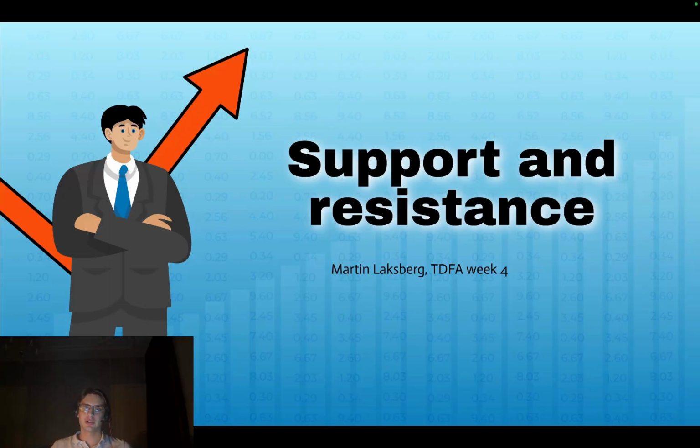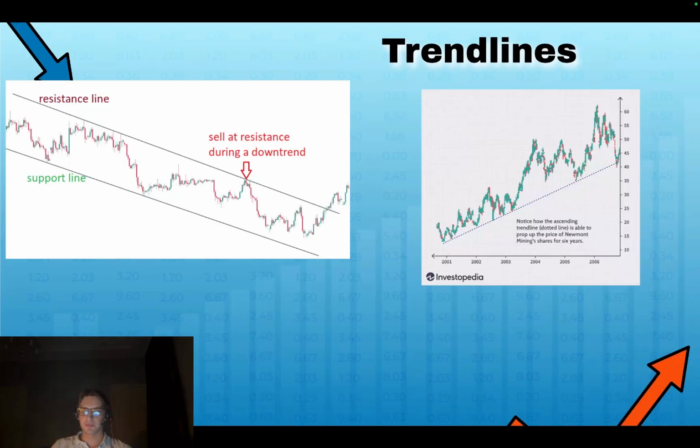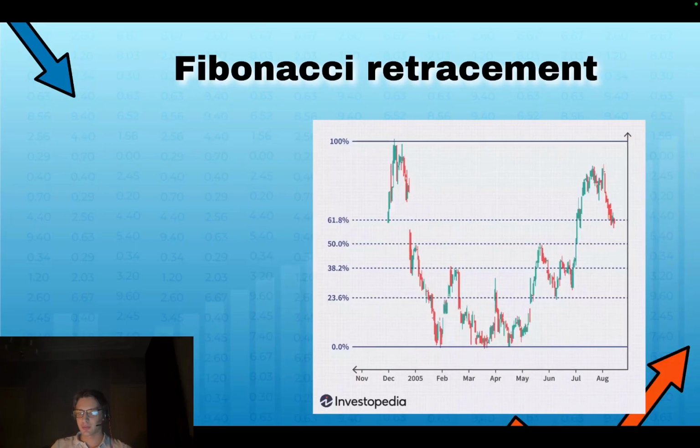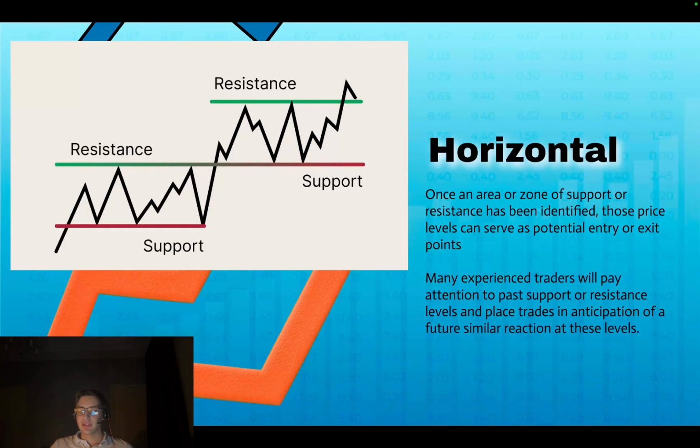Today we're going to talk about support and resistance levels in trading. There are mainly 4 or 5 types of support and resistance levels. Those are horizontal, trend lines, round numbers, moving averages, and the Fibonacci sequence, Fibonacci retracement. Let's start with basics and horizontal.